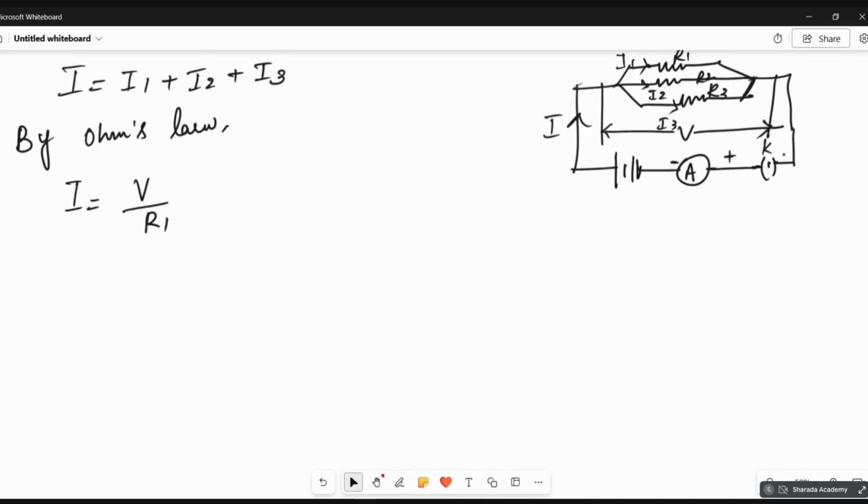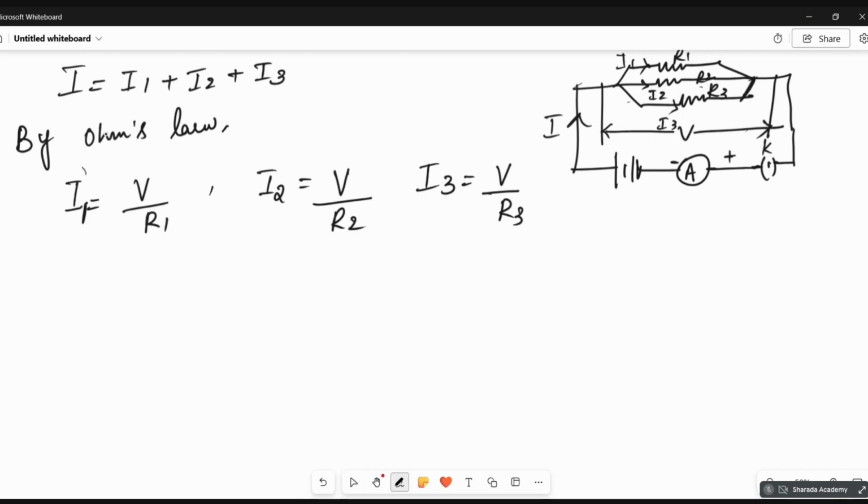So here, what is I1 equal to? We know V is equal to I into R, so I will be V by R, correct? Voltage by resistance. Now if I consider I1, I1 is equal to the voltage across R1, which is V, by the resistor R1. Then I2 will be equal to the voltage across R2, which is also the same V, by R2. And I3 will be equal to the voltage across R3, also the same V, by resistance R3.